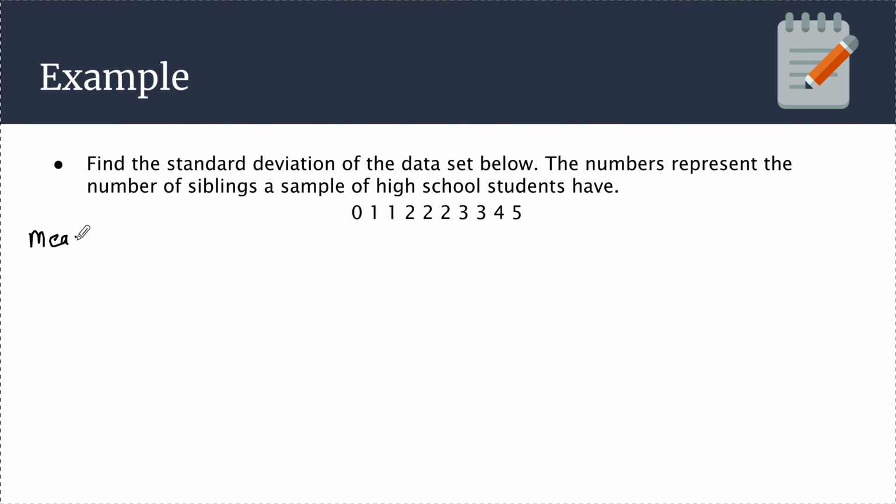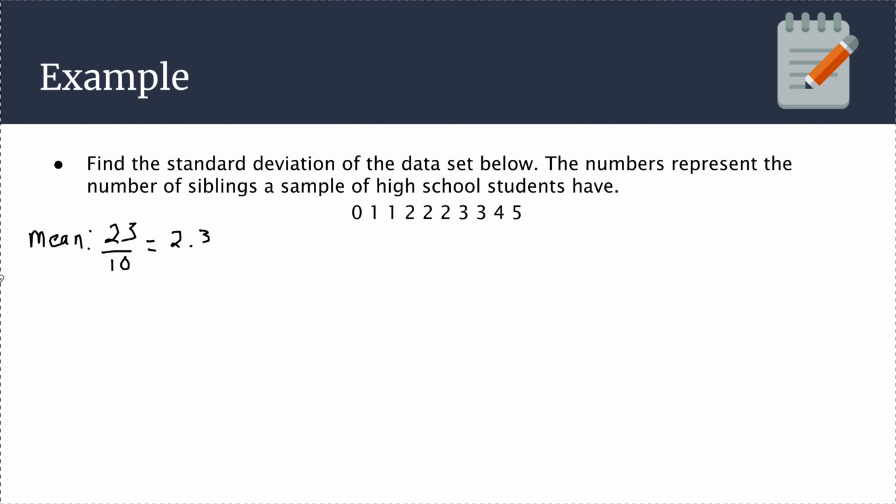Our mean we find by adding together and dividing by the total number of data points. So 0 plus 1 plus 1 plus 2 plus 2 plus 2 plus 3 plus 3 plus 4 plus 5 gives us 23. We're going to divide that by the total number of data points, 1, 2, 3, 4, 5, 6, 7, 8, 9, 10, divided by 10. This data set is from a sample asking high school students how many siblings they have. And it looks like the mean here is 2.3 siblings.